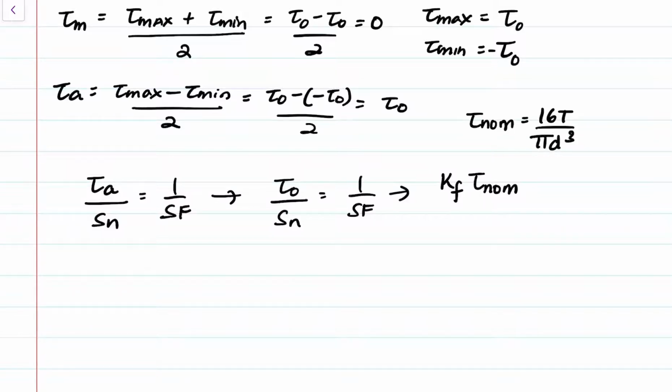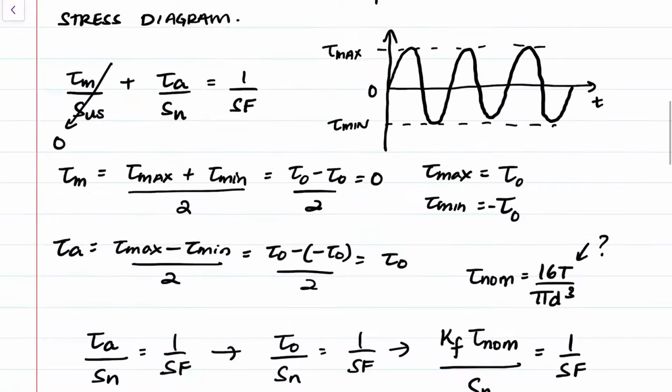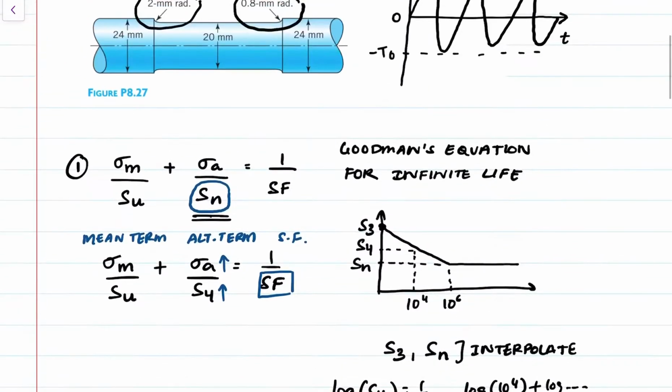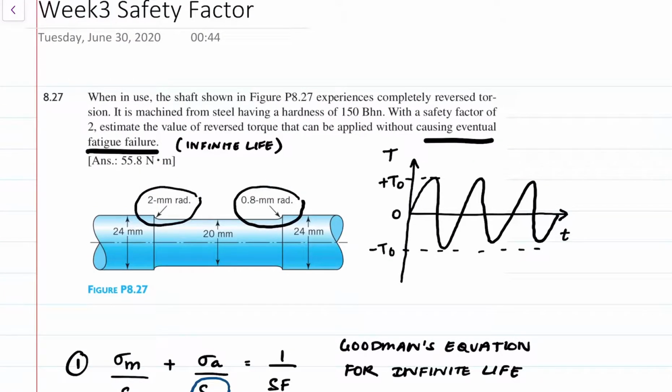And our ultimate aim is to find T over Sn is equal to 1 over Sf. Now, most of us, if we didn't know the shortcuts, would try to solve for the Kf due to the 2 millimeter radius or the 0.8 millimeter radius. But as you've already seen in the group discussion work, when you increase the radius of the fillet, you drop the shear stresses, which means that a sharper fillet or a smaller radius is going to be more critical.